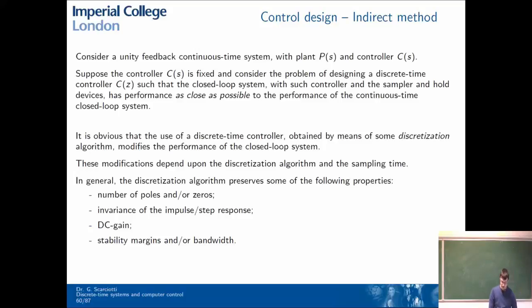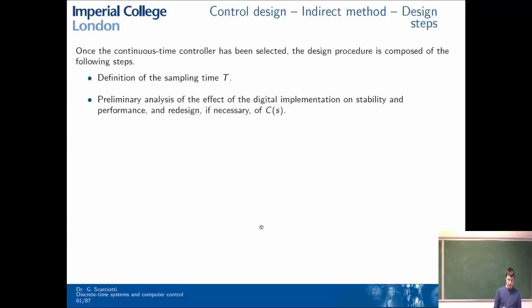Some discretization algorithms are better than others because they preserve more properties. Some algorithms do not even preserve stability, and obviously you don't want in general to use that type of discretization algorithm, okay? So what is the general procedure here? Before looking at these discretization algorithms, the idea is the following. Let's start with the assumption that we have designed a continuous time controller, okay? So we have the continuous time plant, and we have designed the controller in continuous time, okay?